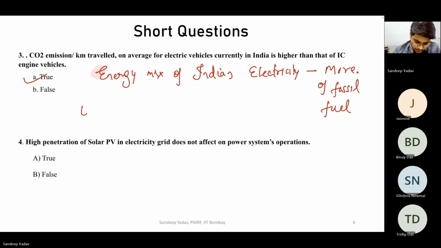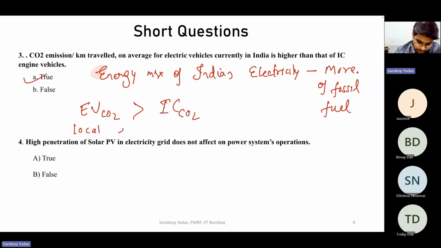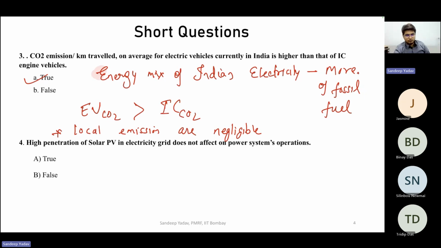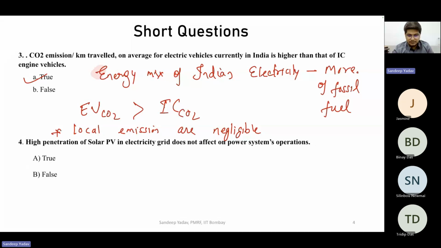EV CO2 is more than the IC engine CO2. The only thing is local emissions. Local emissions are negligible in case of EVs. But if you consider its life cycle, then you can see it's emitting more CO2 emissions than the ICs in the current scenario.